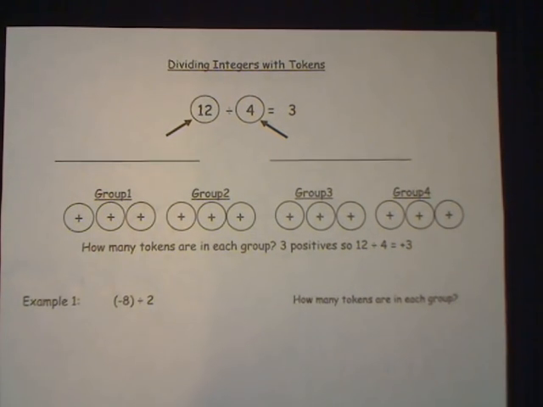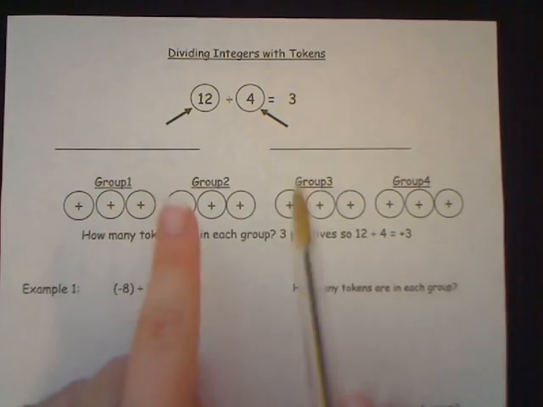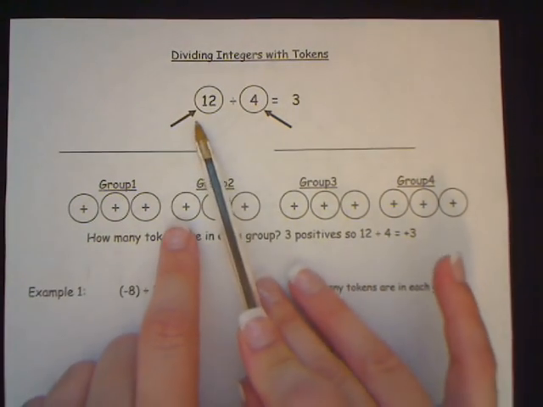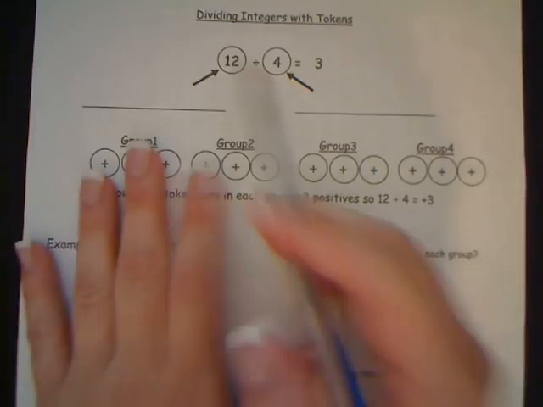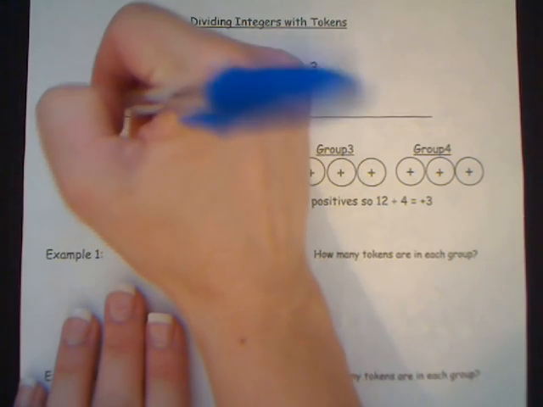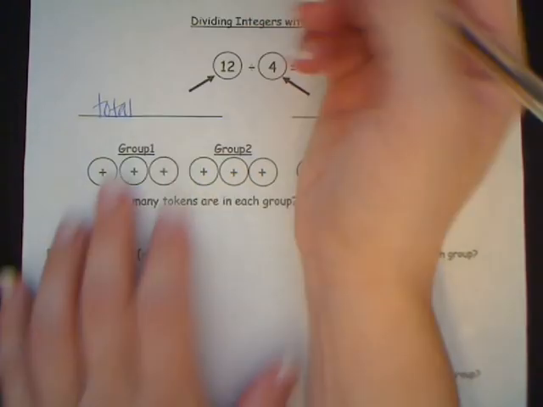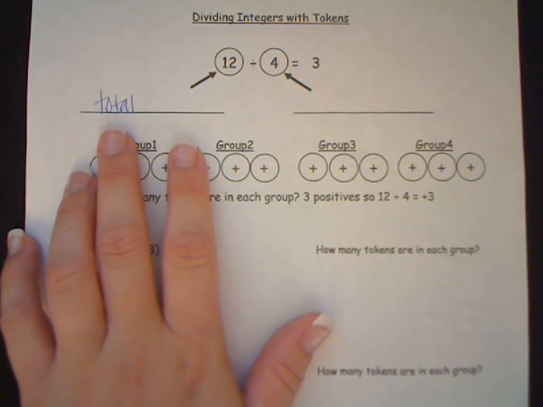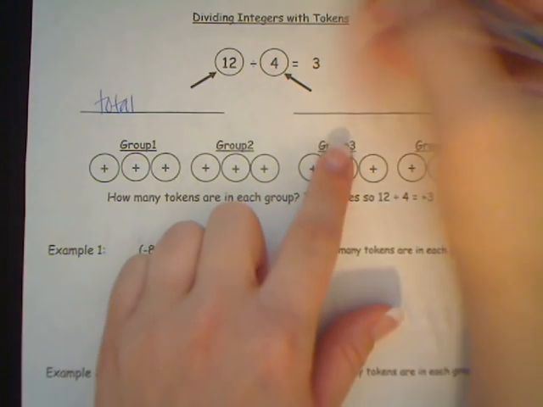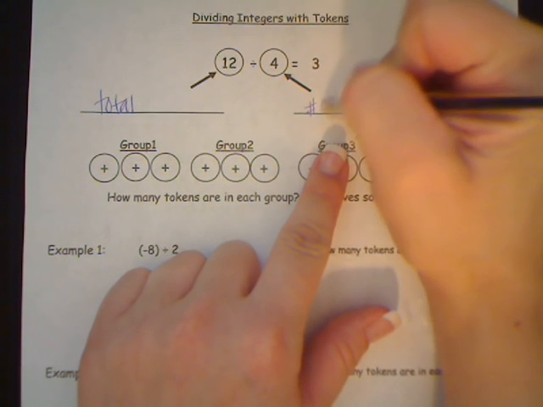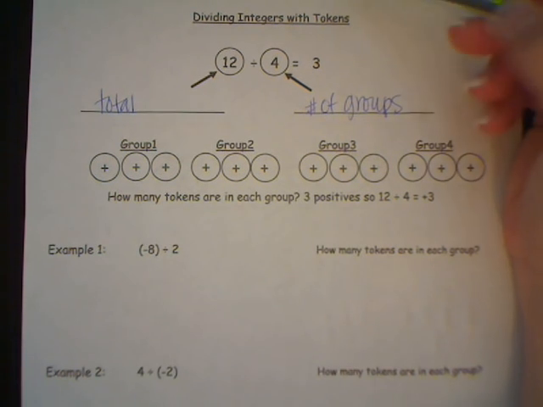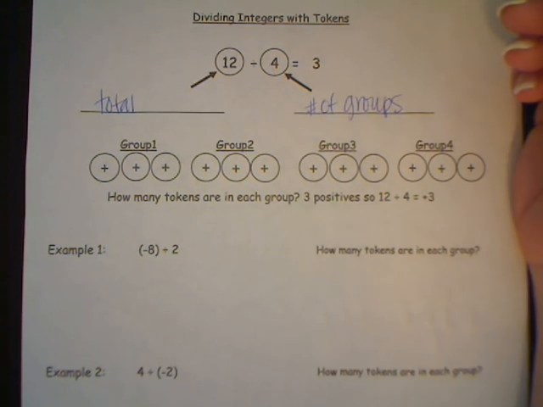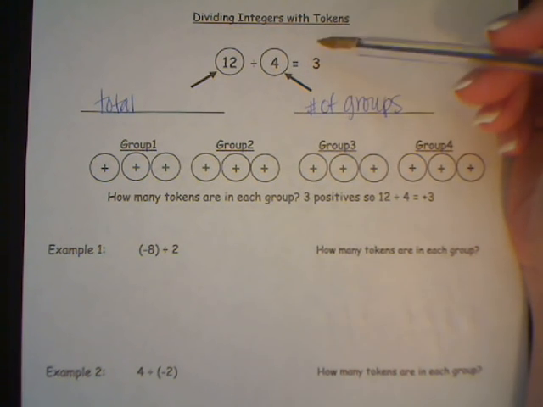Dividing integers is a little bit different the way we set it up. On multiplying, we said, well, that was the number of groups we have, and that's what's in each group. But dividing integers is a little different because we work backwards. So this first number, that's our total. Our total in all. The second number, the 4, tells us the number of groups we have. Okay? And our last number, our answer, will be what you have in each group. That's going to be our answer.